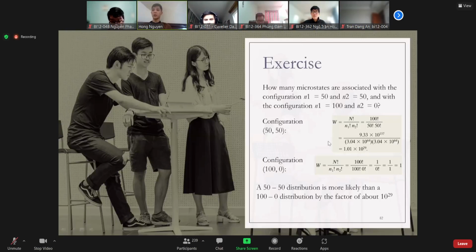So very, very big. That's why in reality, we never see this configuration for our big system. Our system in reality is too big. It's not only 100 molecules. It's not one more, but it's much, much bigger. Good.